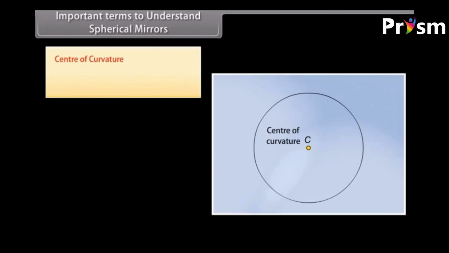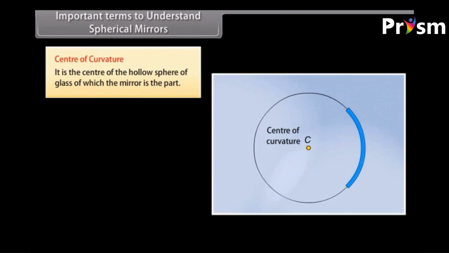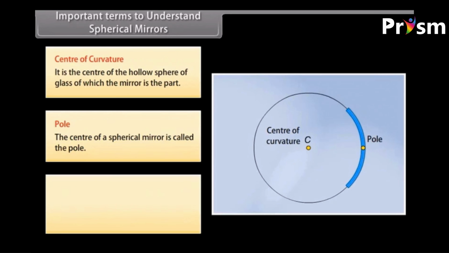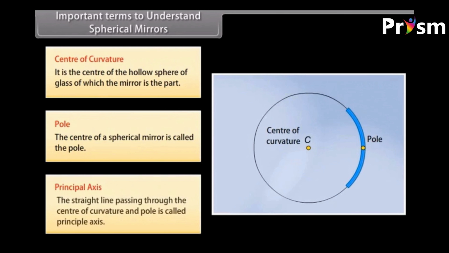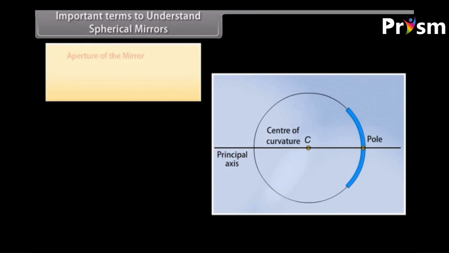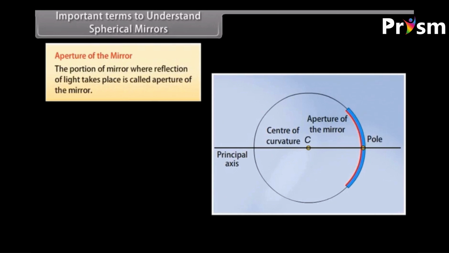Important terms to understand spherical mirrors. Center of curvature. It is the center of the hollow sphere of glass of which the mirror is a part. Pole. The center of a spherical mirror is called the pole. Principal axis. The straight line passing through the center of curvature and pole is called principal axis. Aperture of the mirror. The portion of mirror where reflection of light takes place is called aperture of the mirror.